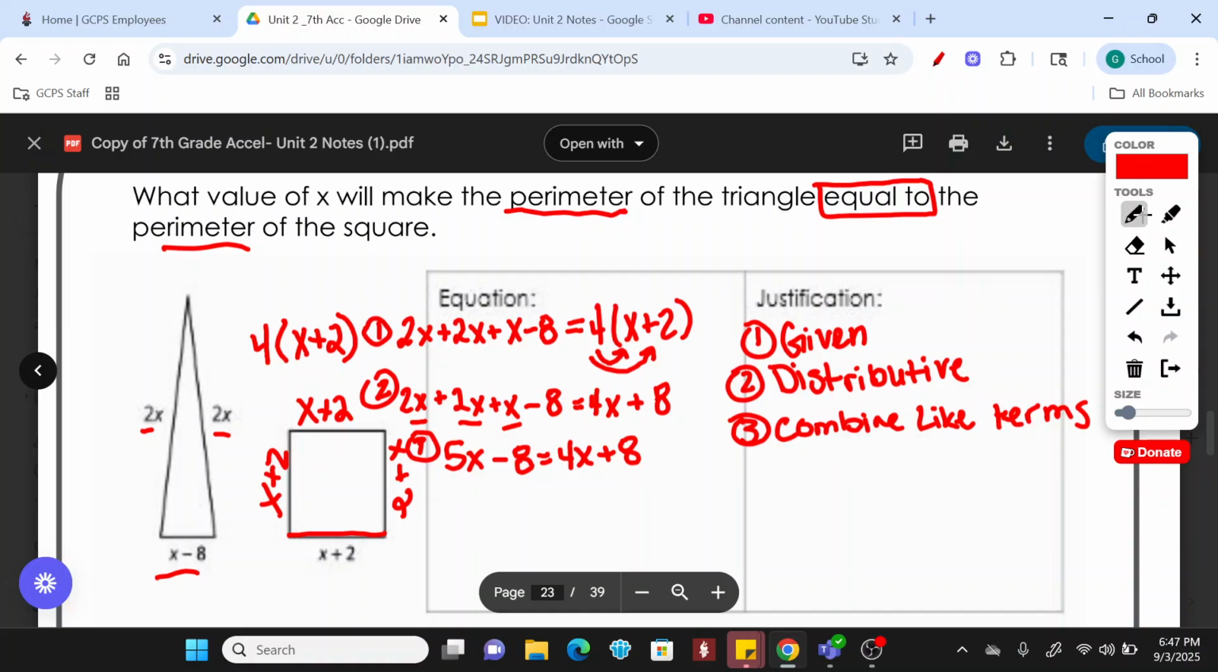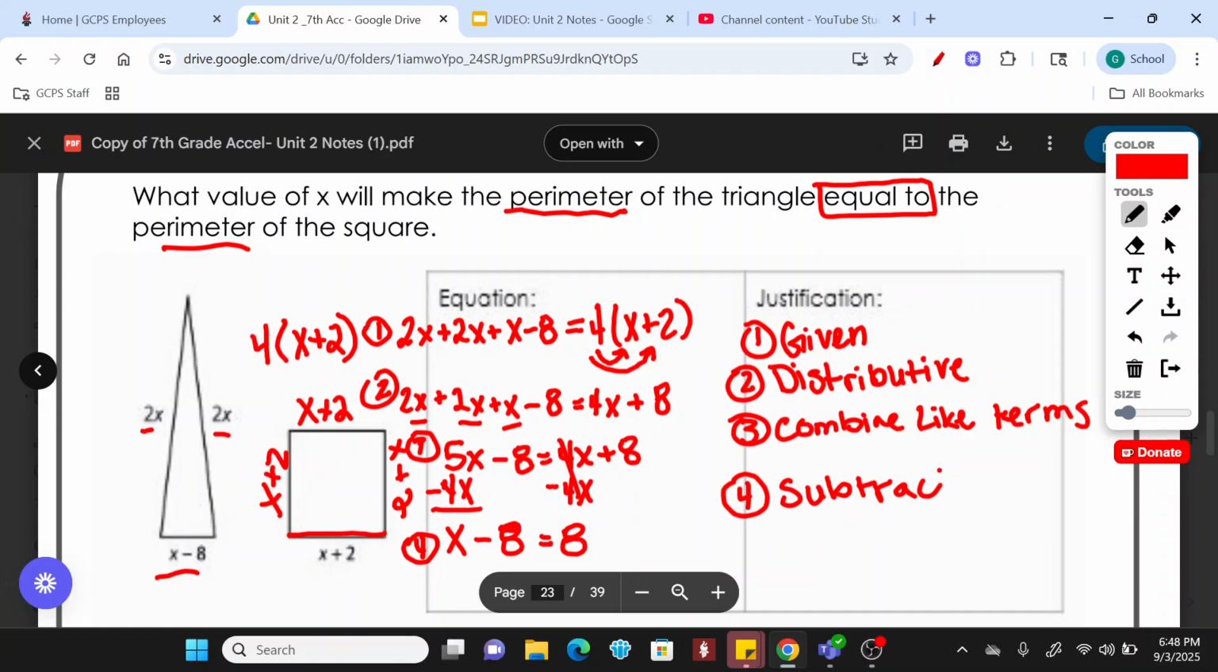All right, so this cancels. We get 5x minus 4x is 1x. So 1x minus 8 equals 8. Now, this was step 4. Step 4, we had to subtract 4x from both sides. So that was the subtraction property.